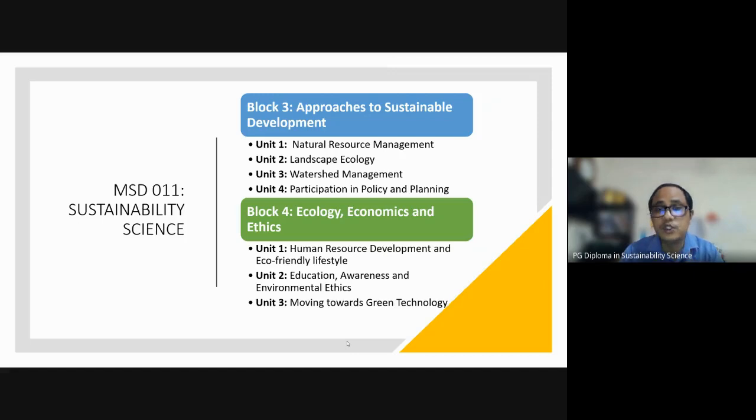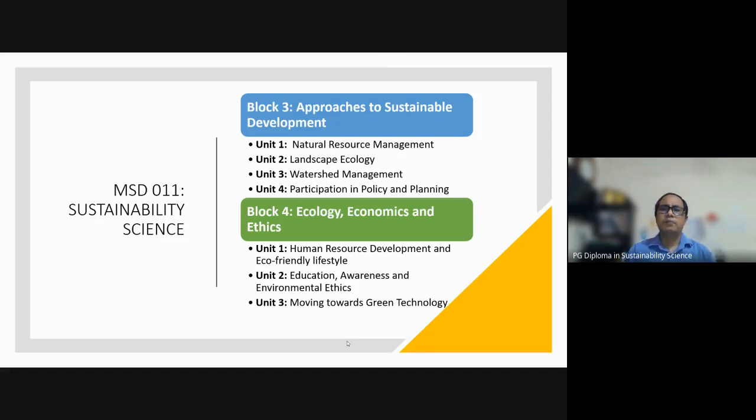And if you look into the success stories, watershed management is one of those sectors that has been implemented effectively and successfully in a very big way. So when we talk about those approaches, without participation in policy and planning by different stakeholders, it will not be possible. Those methods and approaches will be learned in block 3.